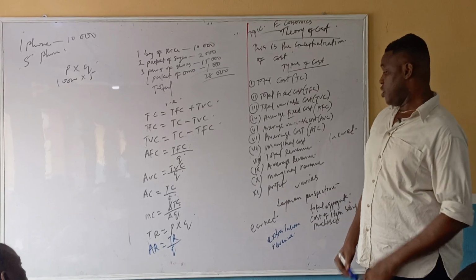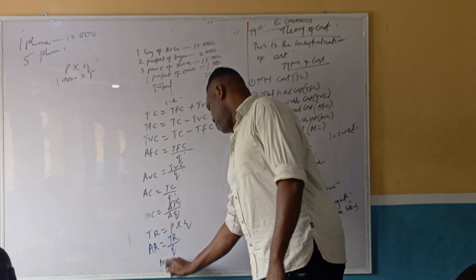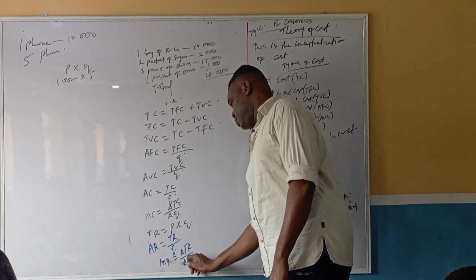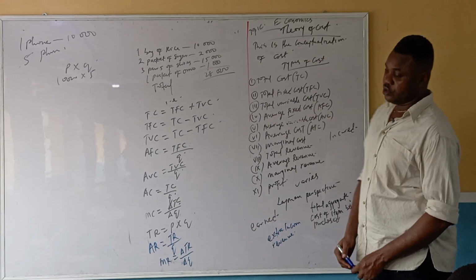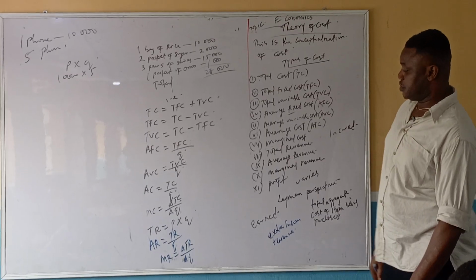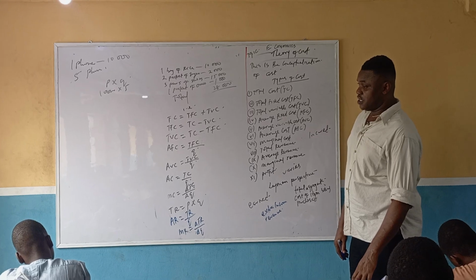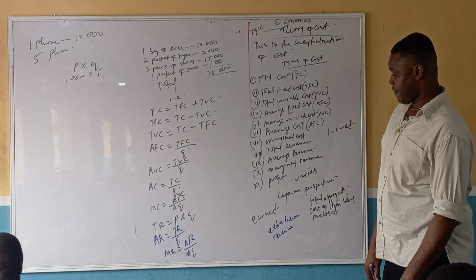Marginal revenue is the change in total revenue divided by the change in quantity.